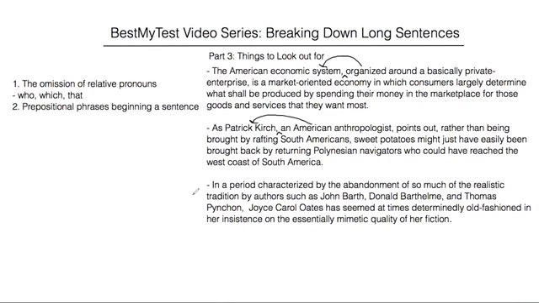And the final example, in a period characterized by the abandonment of so much of the realistic tradition by authors such as John Barth, Donald Barthelme, and Thomas Pynchon, Joyce Carol Oates has seemed at times determinedly old-fashioned in her insistence on the essentially mimetic quality of her fiction. So here, you don't even always need the comma. In a period that or which is characterized. So that is saying this period is characterized by the abandonment.